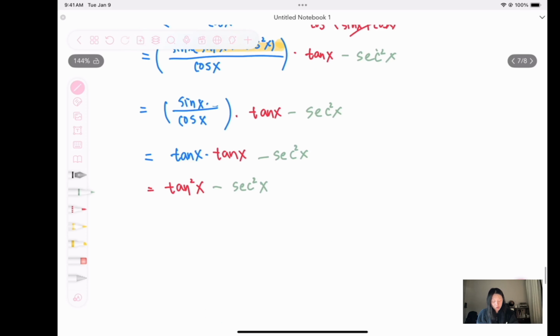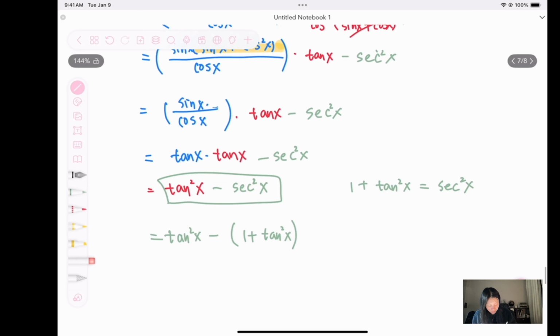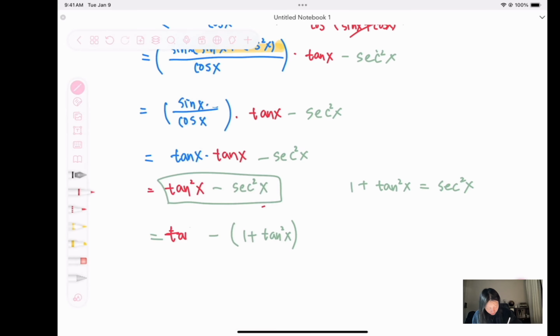Okay, so what do we notice about this? This is the Pythagorean theorem, right? They don't have the co. That's the other one, the one without the co. So I get 1 plus tangent square equals secant square. So that means secant square, I can write as 1 plus tangent square. Let me use a different color of pen so you know what I'm doing here. So this is still tangent x.